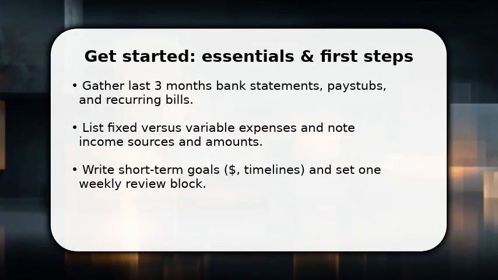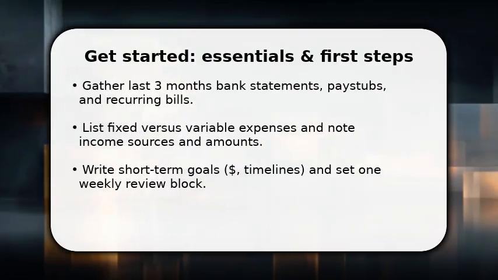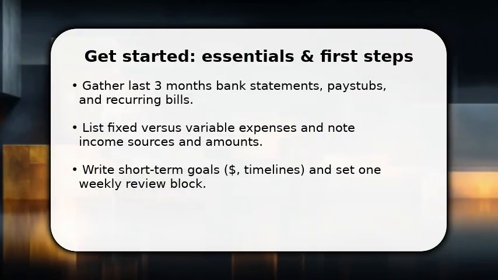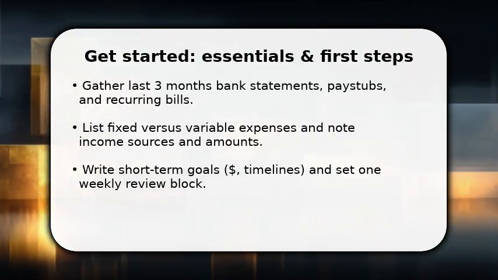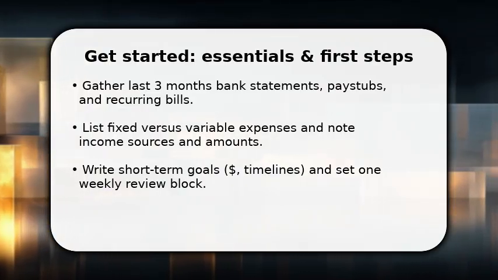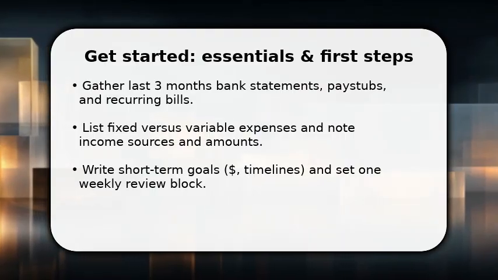You begin by collecting 3 months of statements and your most recent pay stub because accuracy matters. Once done, list fixed expenses versus variable ones so you see patterns. Then write 1 or 2 short-term goals with dollar targets and deadlines. This aligns choices to purpose.